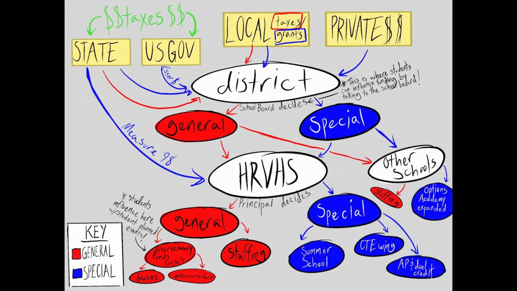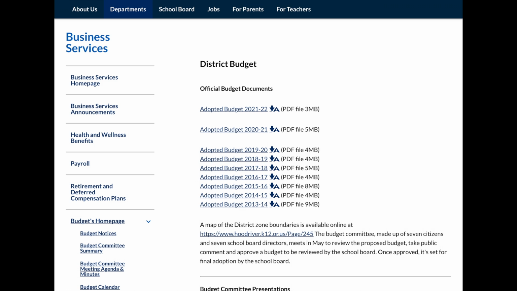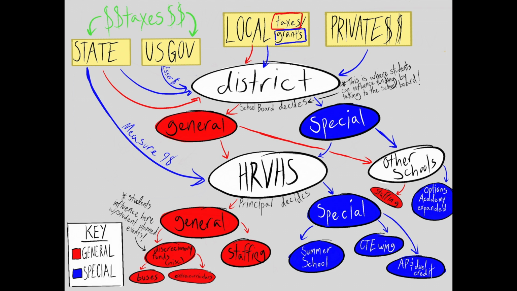If you want to learn more about this, the official budget is posted on the district website. If you would like to have a say in how the budget is decided, you can talk to the school board at a board meeting, or at the school level, you can talk to the principal or your teacher to advocate for different spending.